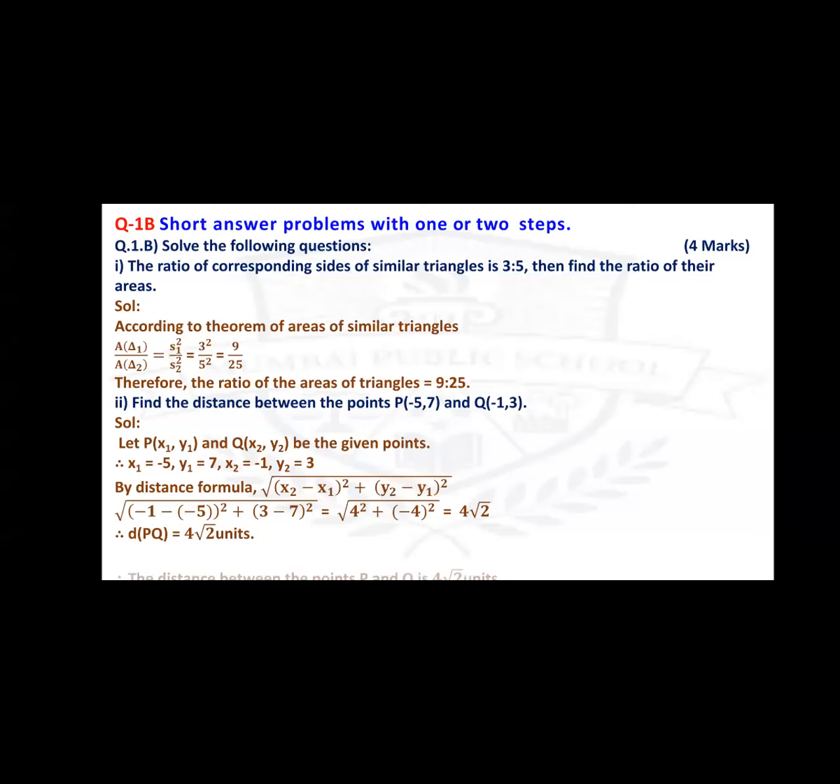Okay. And question number 3. To draw the circumcircle of a triangle ABC, for how many sides will you draw the perpendicular bisector and why? So in this question, if we draw 2 perpendicular bisectors, we get one circumcenter. From that circumcenter we can draw the circumcircle.